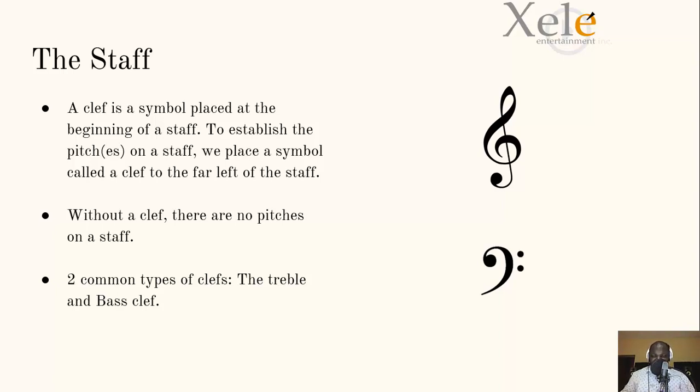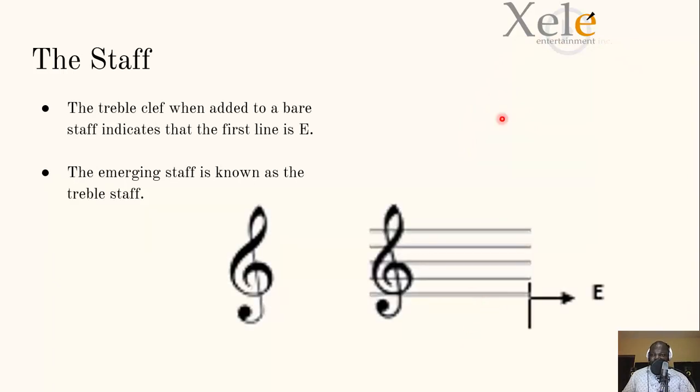So without a clef, you cannot say this line is E or F or B. You can't say that space is A or D or C, okay, until you place a clef on the staff, and then you begin to establish the notes that are on that staff, the pitches that are on that staff. There are two common types of clefs, and those clefs are the treble clef and the bass clef. Right here we have the treble clef, and down here we have the bass clef. I'm sure these are familiar symbols already.